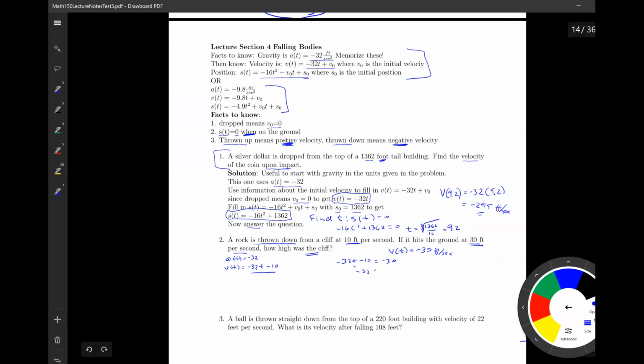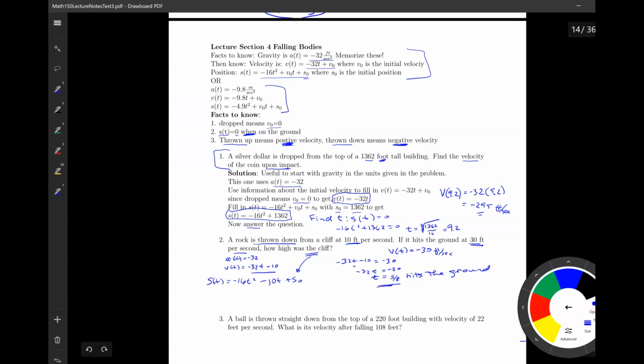So add over the 10, divide through by negative 32, so I get t is equal to 5/8. So that's the time it hits the ground. Okay, so let's go find the position function. So the position function is negative 16t squared, minus, because I'm taking the antiderivative, so minus 10t plus the position, s sub 0. So this is what I'm trying to find, this s sub 0.